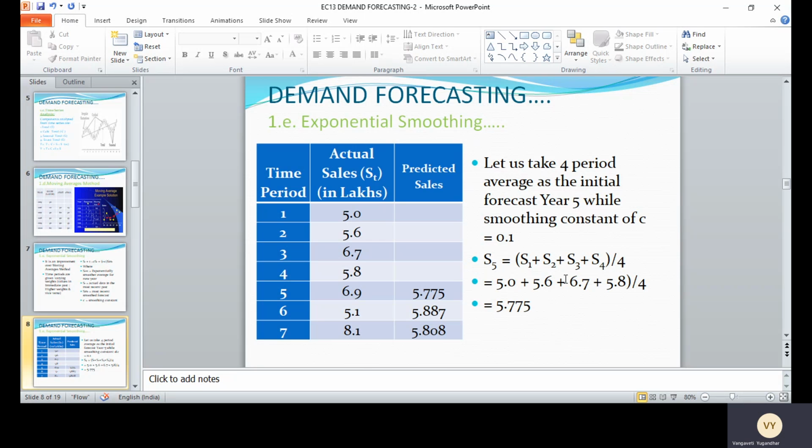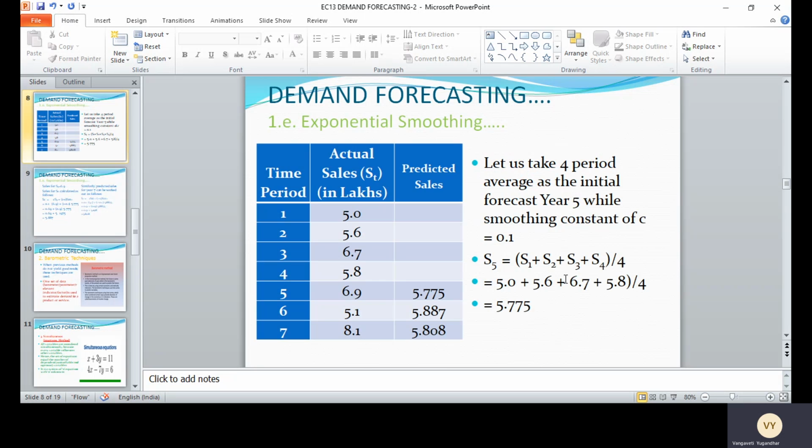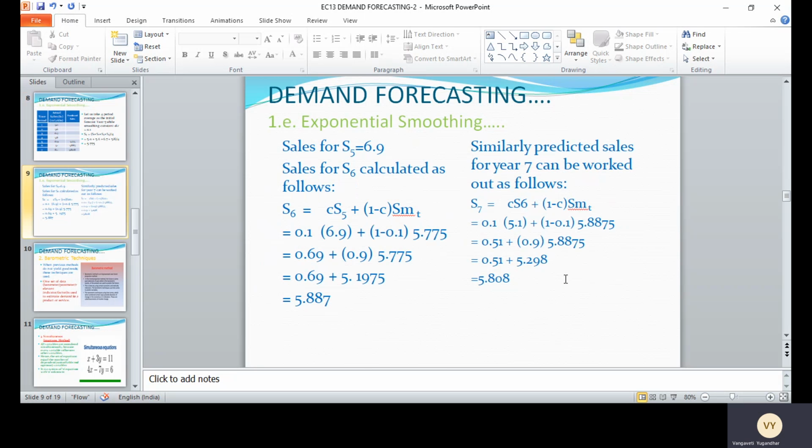Let us see how this is used for the 6th and 7th years. For the 6th year, S6 equals C S5 plus (1 minus C) into S_MT. What is C, the smoothing constant? 0.1. What is S5? Just now we have the actual 6.9 and the calculated 5.775. So 1 minus 0.1. Going further, 0.1 into 6.9 equals 0.69, plus 0.9 into 5.775. When we solve this, we get 5.887.